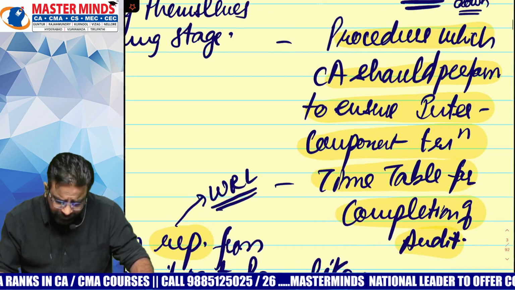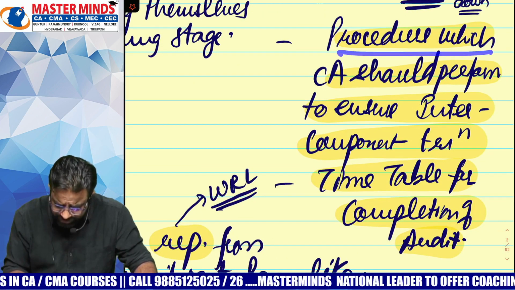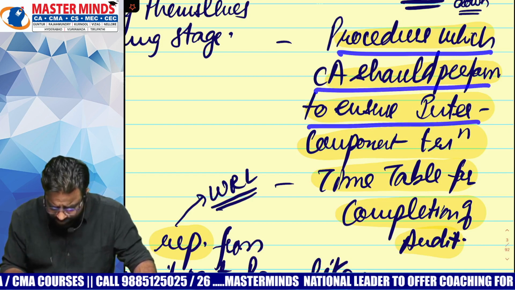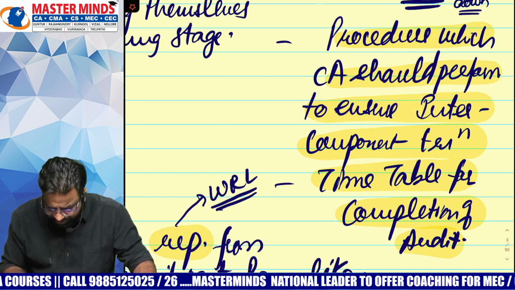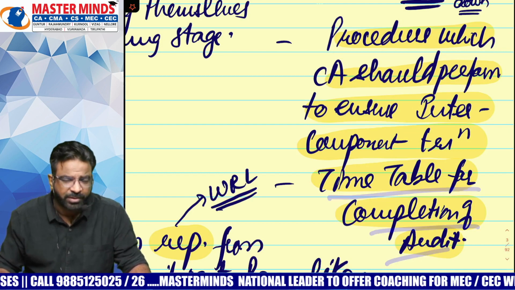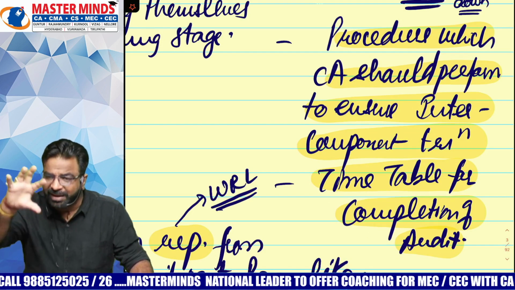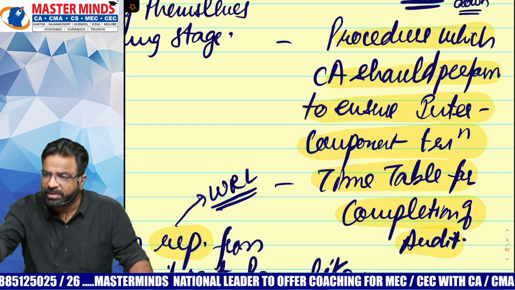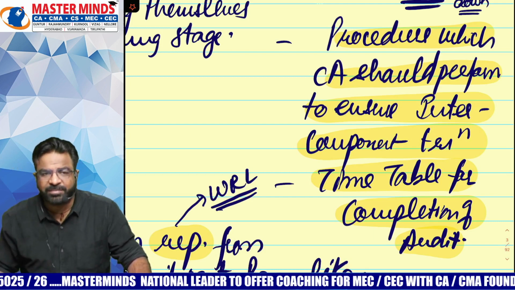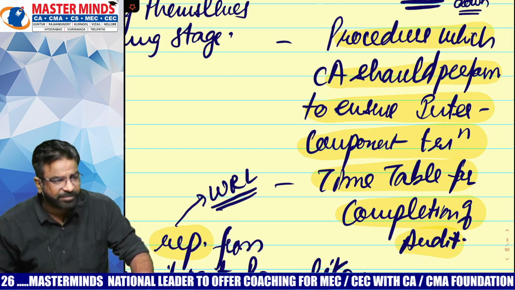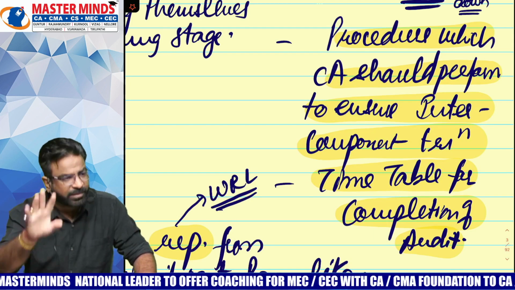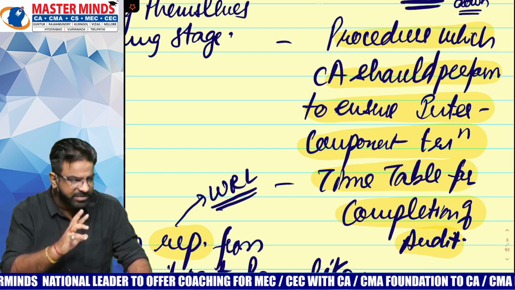Next, you can also tell him the procedures which the component auditor should perform to ensure the inter-component transaction timetable for the completion of audit. And do let him know the time framework within which you need his work. Don't tell him that I need your work. Tell him that I need your work in 1 month. Did you understand the difference between the two sentences?